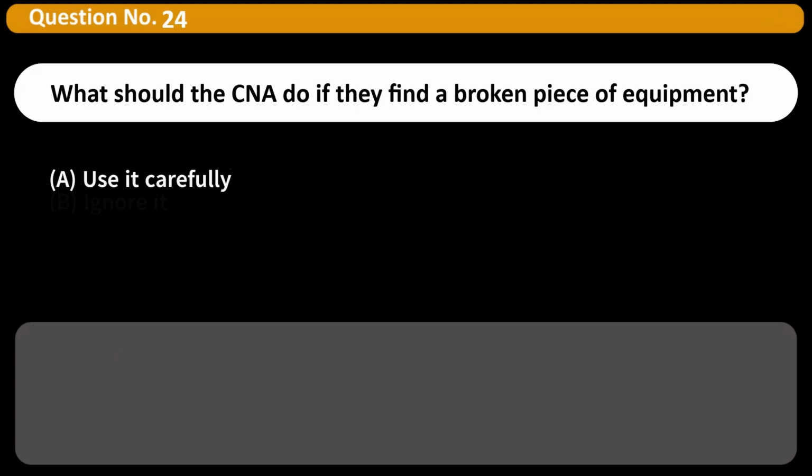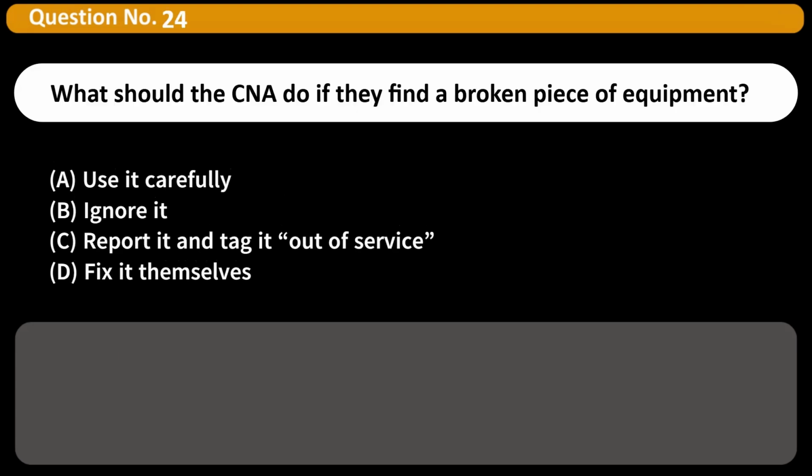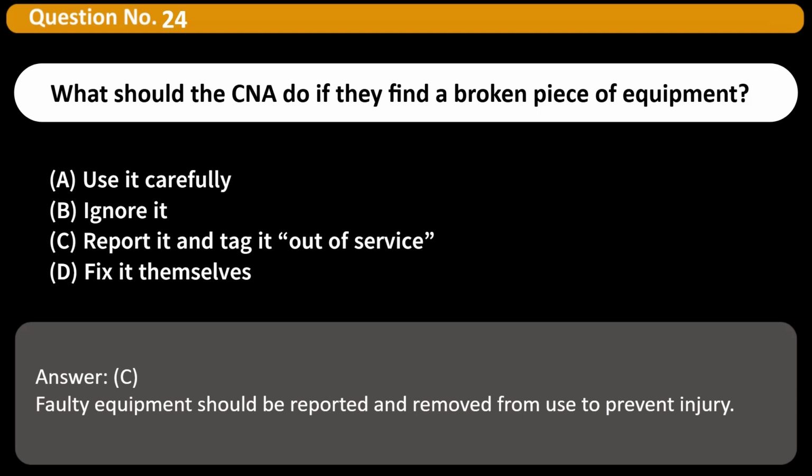What should the CNA do if they find a broken piece of equipment? A. Use it carefully. B. Ignore it. C. Report it and tag it out of service. D. Fix it themselves. Answer: C. Faulty equipment should be reported and removed from use to prevent injury.